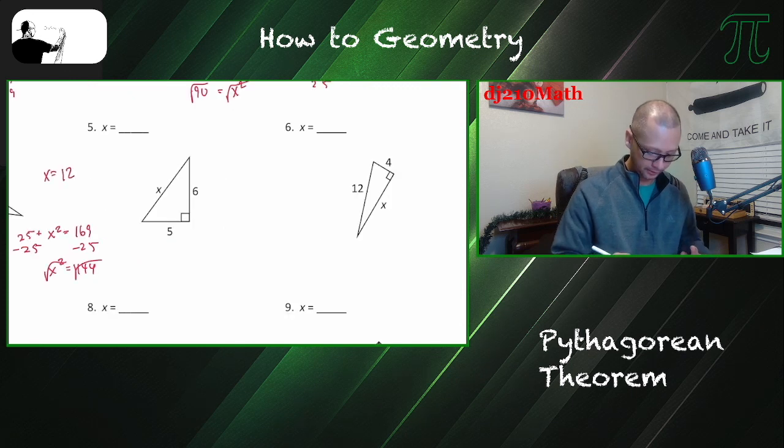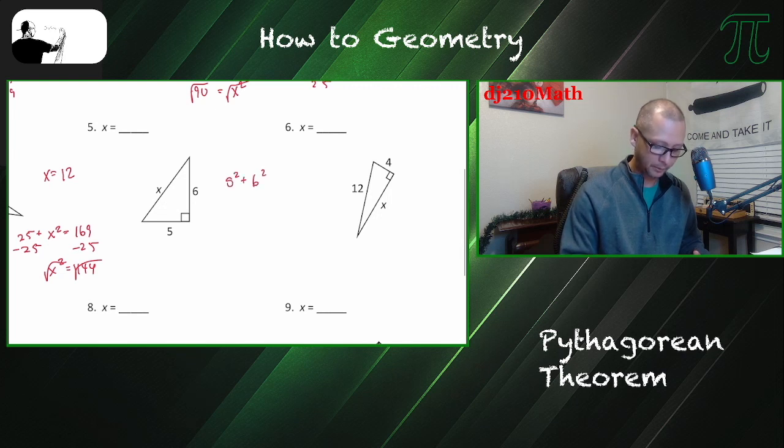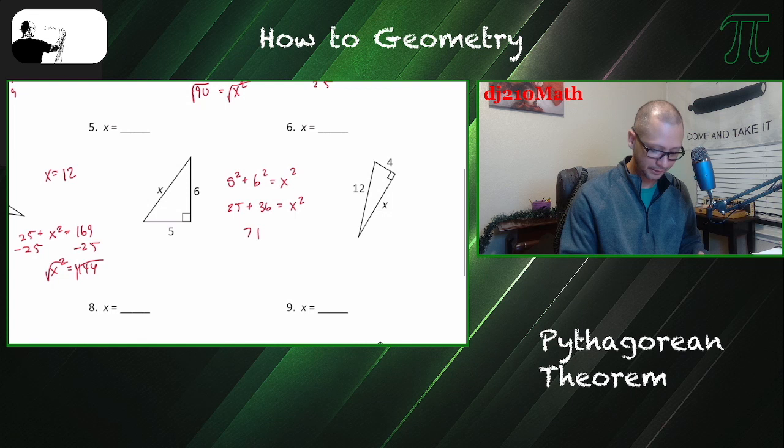All right, let's do one more. So 5 squared plus 6 squared is equal to x squared. Remember, it's the sum of the squares of the legs, and it's equal to the square of the hypotenuse, x squared. So we have 25 plus 36 is equal to x squared. 5 and 6 is 11. Carry the 1. Oh, no. This is going to be 61.